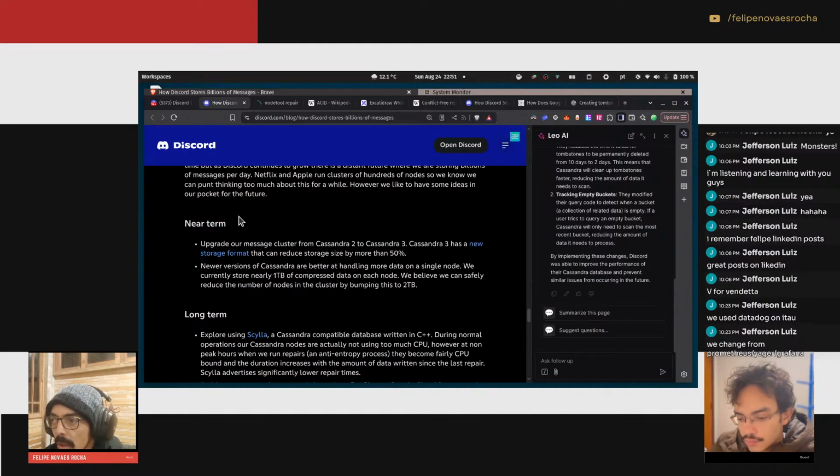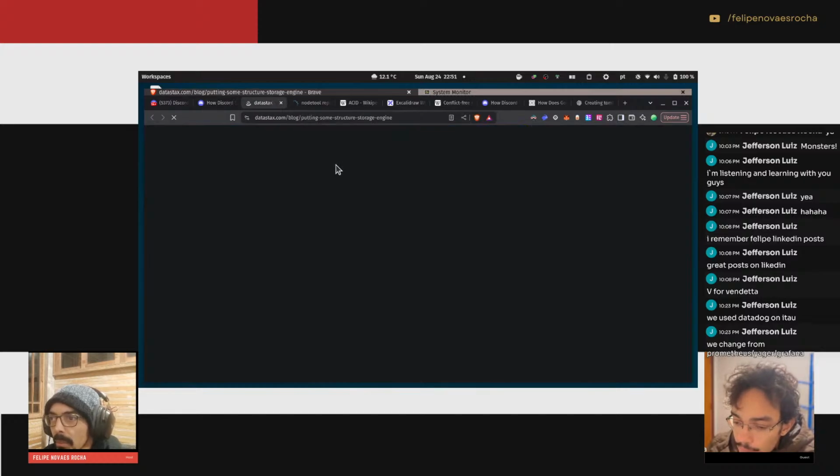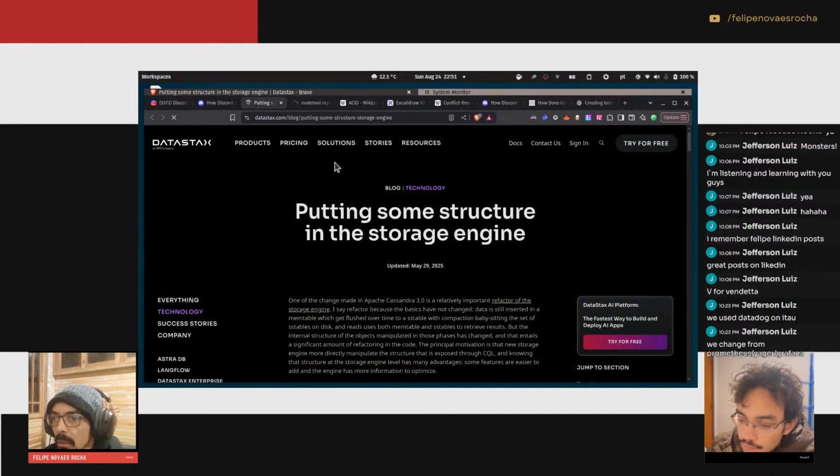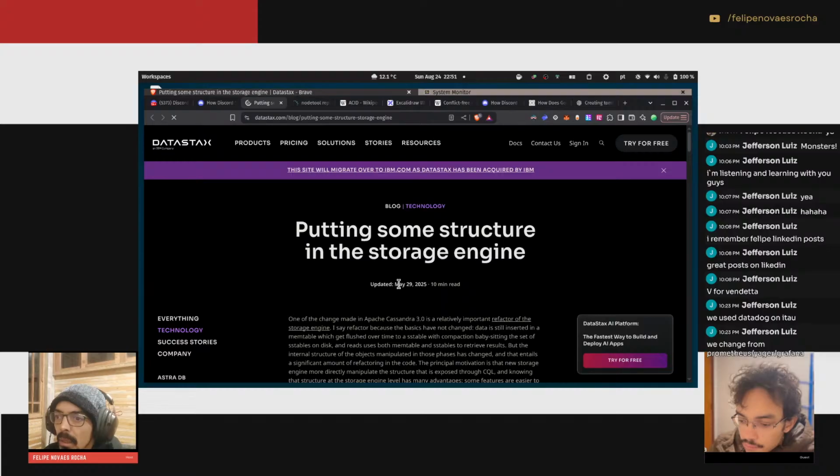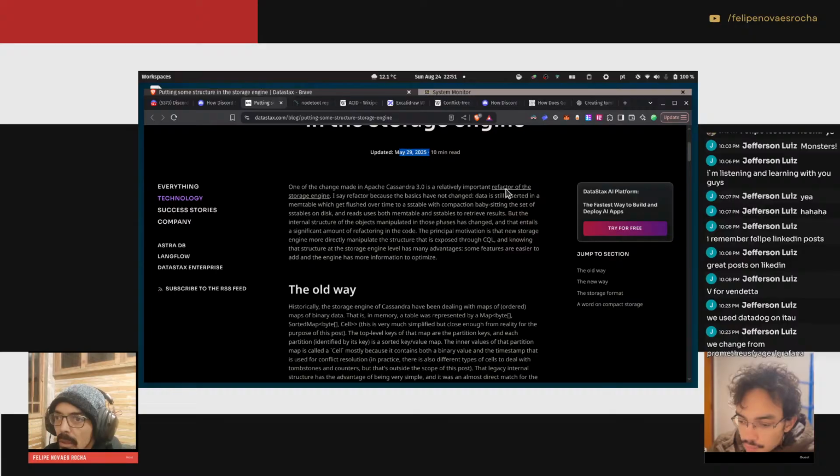So in the near term, upgrade our message cluster from Cassandra 2 to Cassandra 3. Cassandra 3 has a new storage format that can reduce storage size by more than 50%. Awesome. That's probably the current one. Yeah, May 2025. Putting some structure in the storage engine. So they did a refactor of the storage engine.